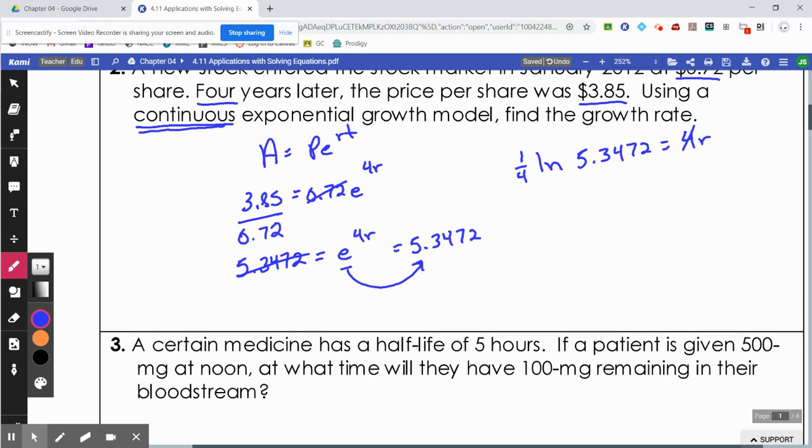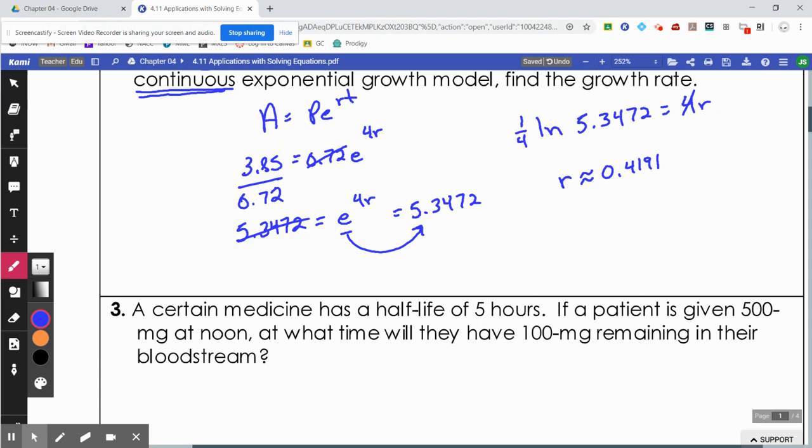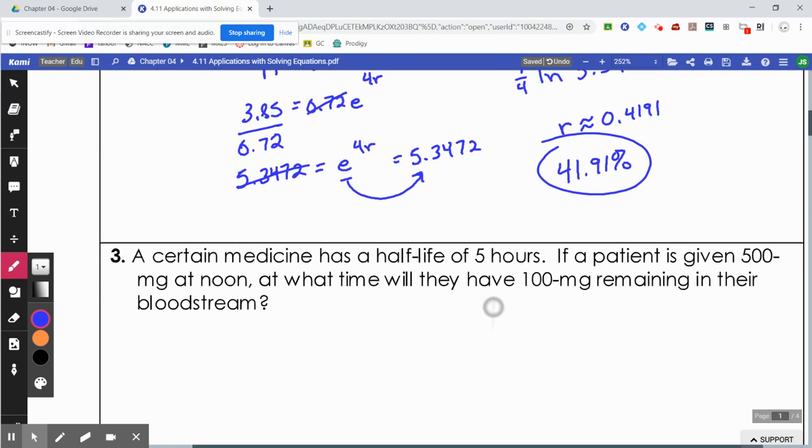You can move it up front. Whichever way you do it, the rate is going to be about 0.4191. And since it is a rate, let's write that as 41.91%. That's a large growth rate there.